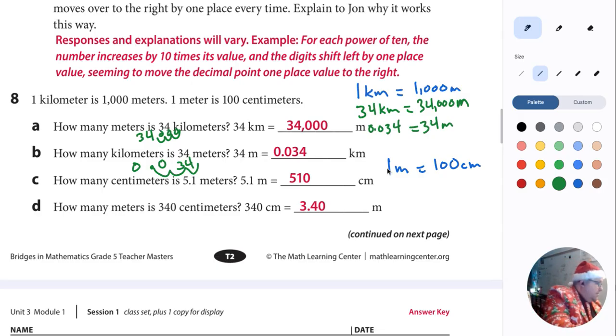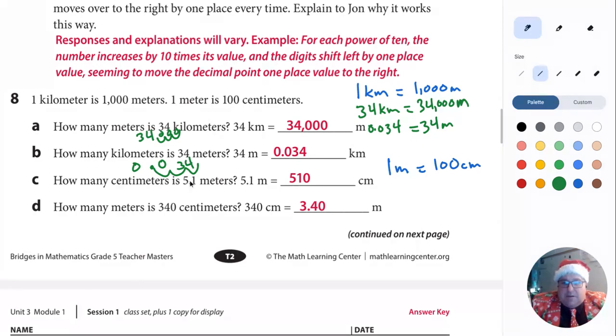Again, a meter stick, 1 meter is roughly this long. It's a little bit longer than this, but that's about this long. So I can have 1 meter, or that would be 100 centimeters. So obviously centimeters are a lot smaller. So that's why the numbers are going to be changing like they are. So let's set up our chart here.